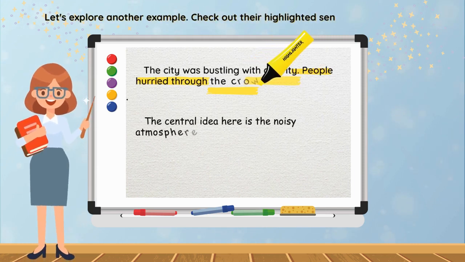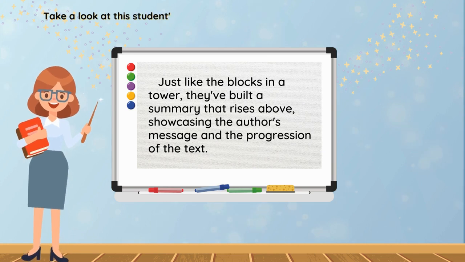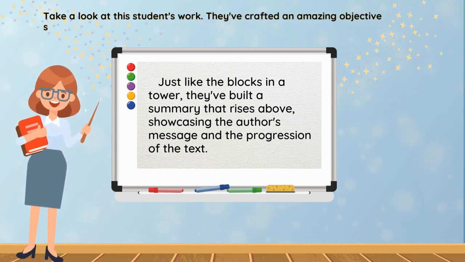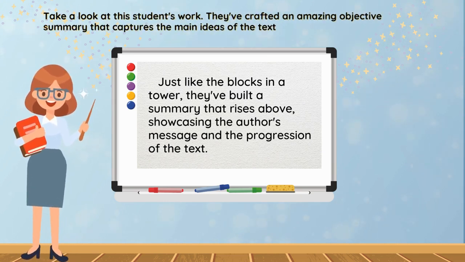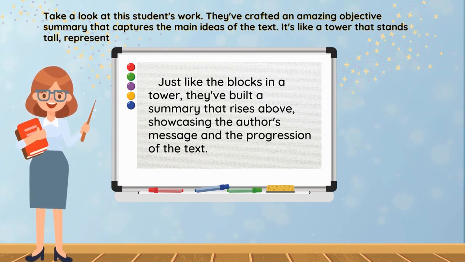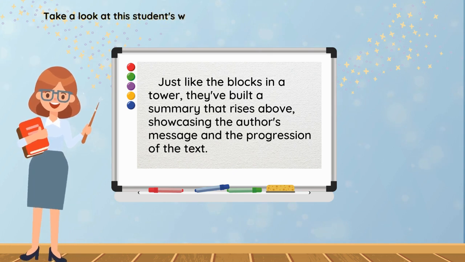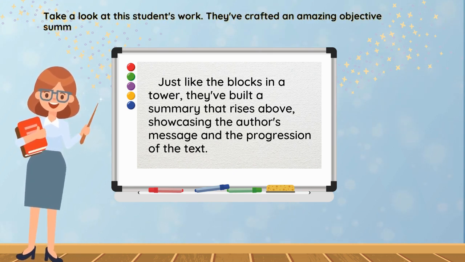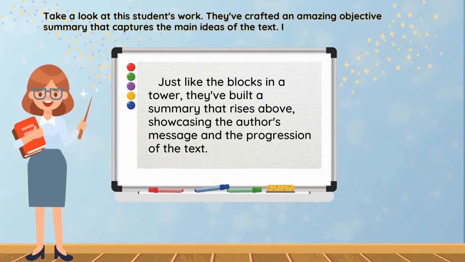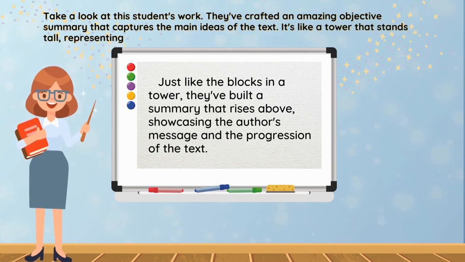Take a look at the students' work. They've crafted an amazing objective summary that captures the main ideas of the text. It's like a tower that stands tall, representing the essence of our reading journey. Just like the blocks in a tower, they've built a summary that rises above, showcasing the author's message and the progression of the text. So there you have it.